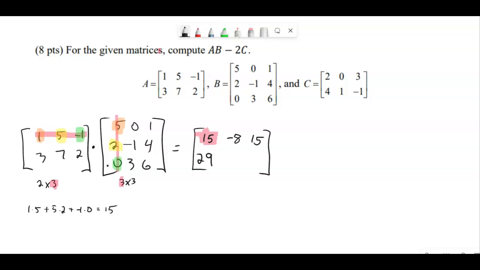Next one would be 0 minus 7 plus 6 is negative 1. And 3 plus 28, that's 31, plus 12, that's 45. That's what it takes to do matrix multiplication. First times the first, plus second times the second, plus third times the third. And if you wanted to check a position like this, you'd look at row 2 times column 3, and then we could check that.